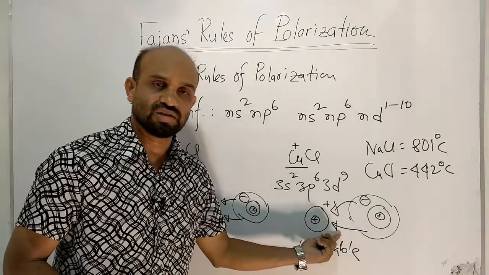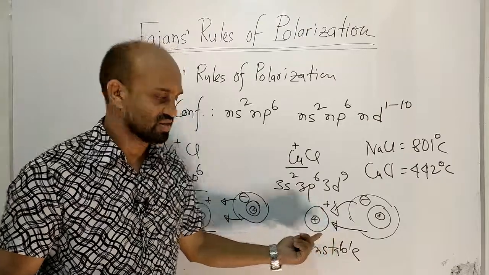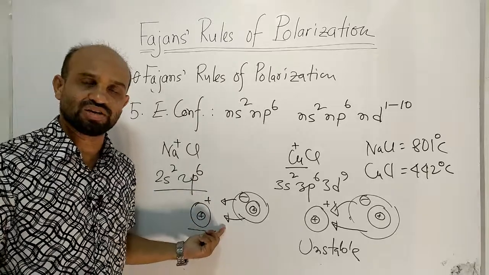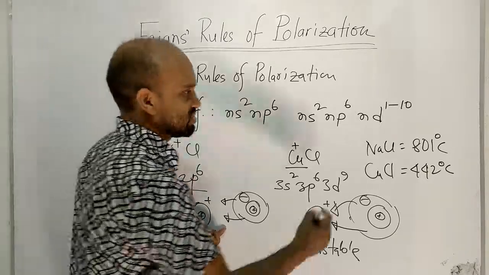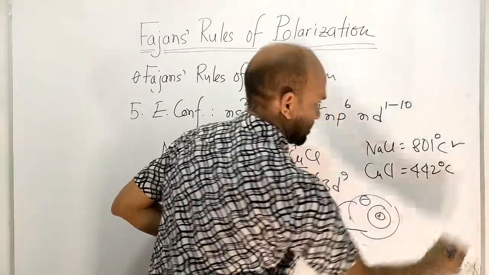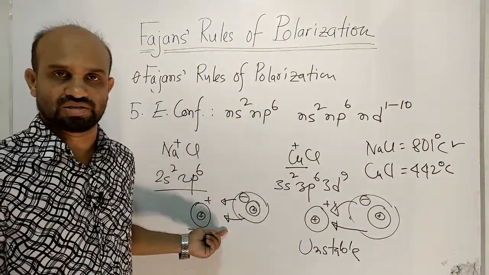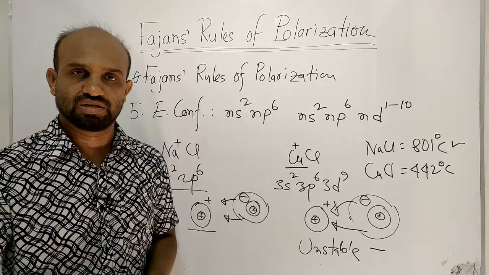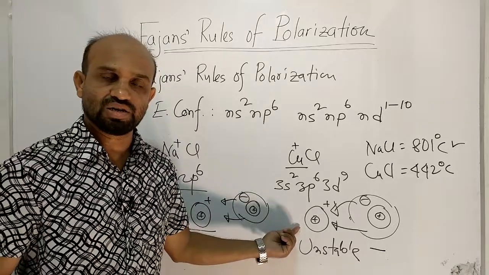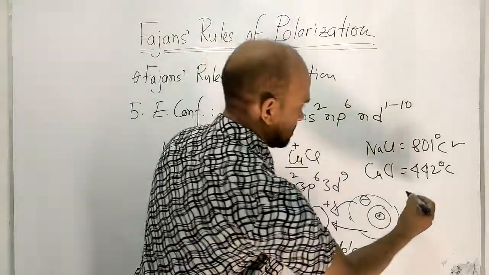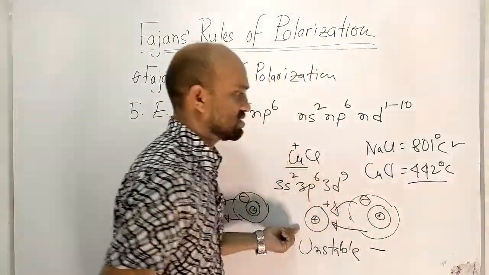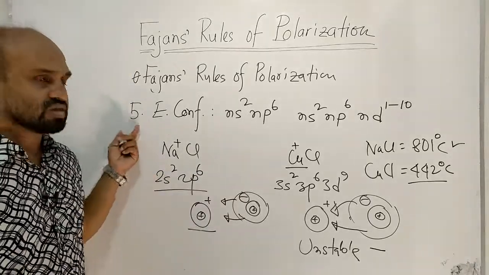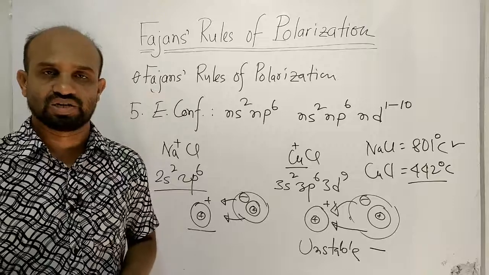More polarization, more covalent in nature. Less polarization, more ionic. So more ionic, high melting point, that is sodium chloride, 801 degrees Celsius. High polarization, more covalent in nature, less melting point. Here copper chloride melting point is 442 degrees Celsius. So polarization depends on cation's electronic configuration as well.